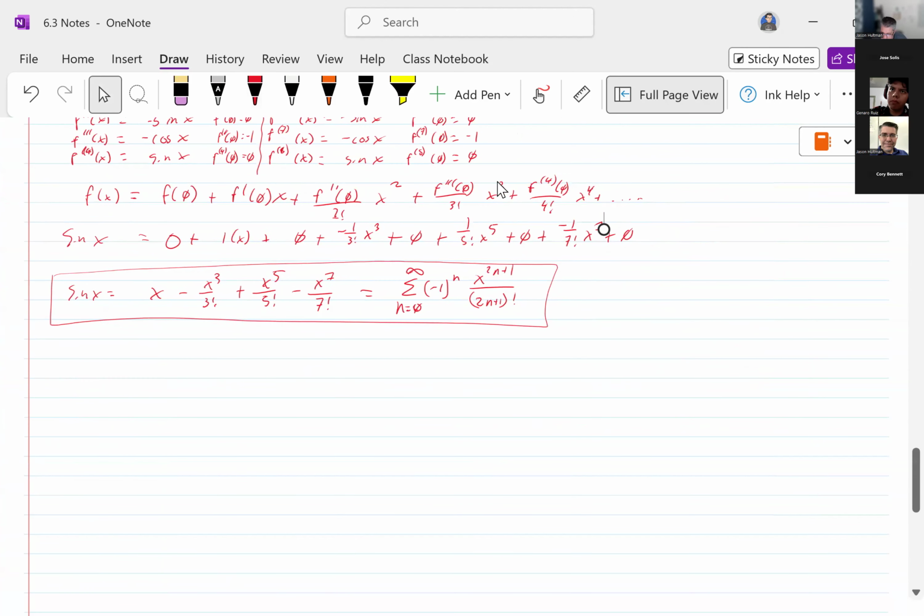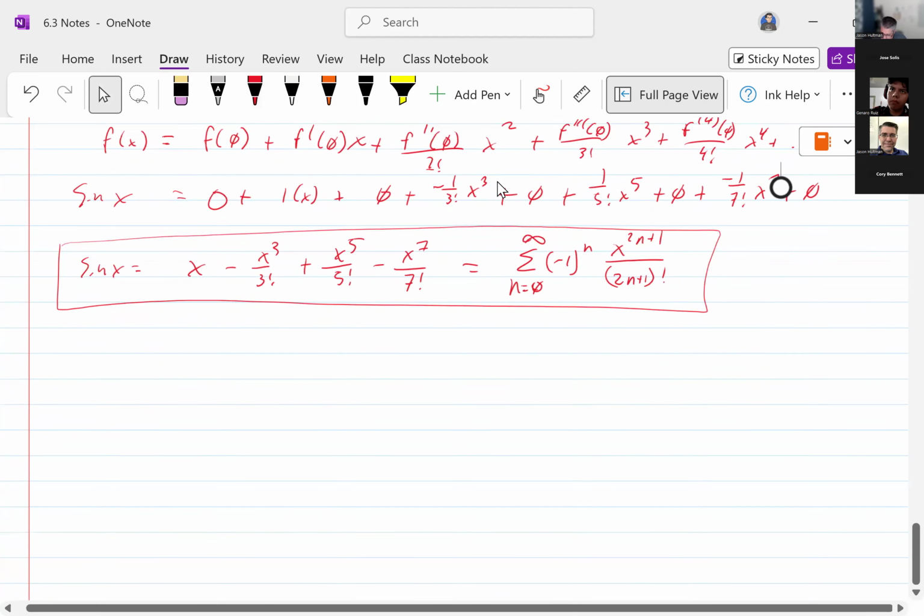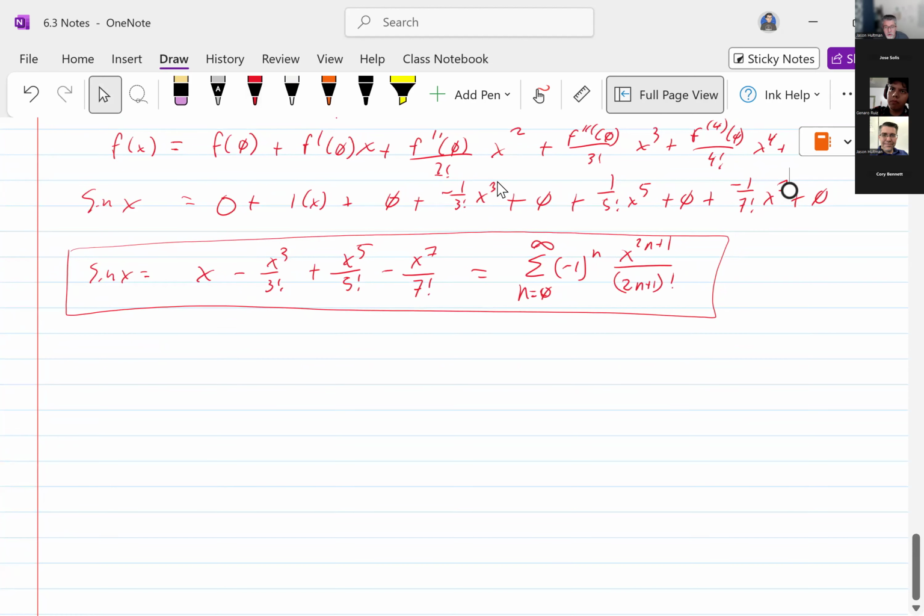Okay, now I could do the same process to find cosine if I really wanted to, or I can be a little sneaky. Okay, so let's be a little sneaky, because what's the derivative of sine?